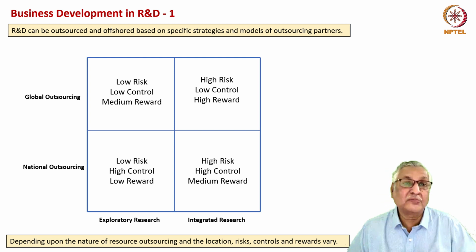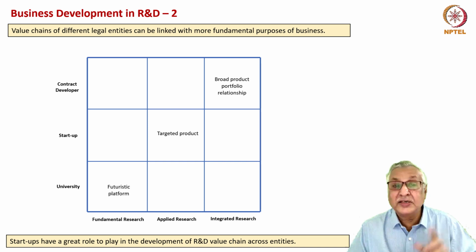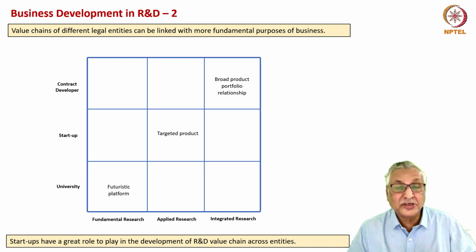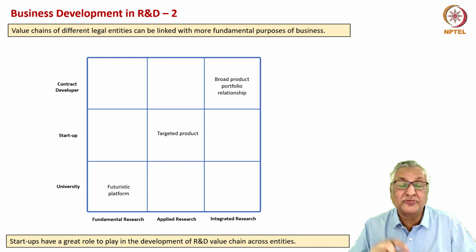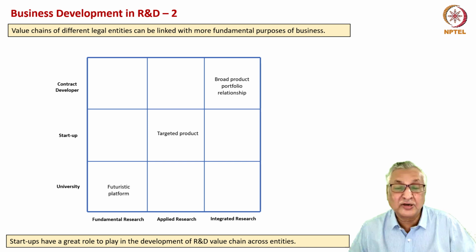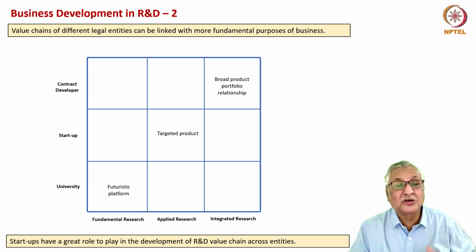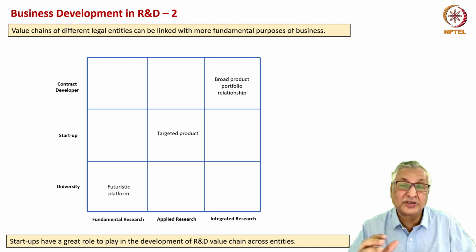Now let's look at a different paradigm in R&D. Value chains of different legal entities in this case can be linked to more fundamental purposes of business. That is, external agencies which are committed to a particular type of R&D have certain deliverables that are intrinsic to their strategies. So when you look at three aspects of research: fundamental research, that is the basic foundational research; applied research, which is the use of the research findings from fundamental research into product development; and integrated research, doing everything under one roof of the R&D laboratory. And juxtapose these with reference to the developers of the R&D intellectual property, namely university, startup, and contract developer. You have several combinations that are possible. While 9 combinations are possible, I would like to state only 3 at this stage.